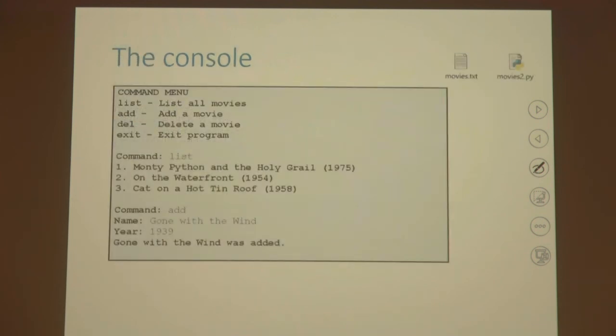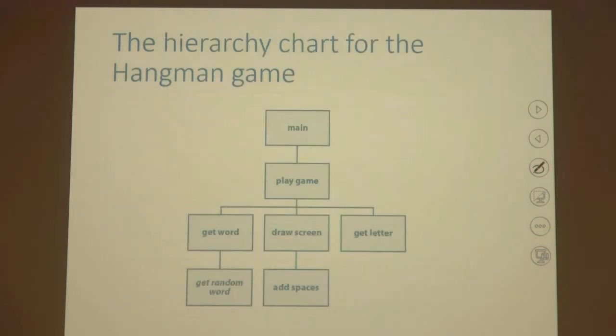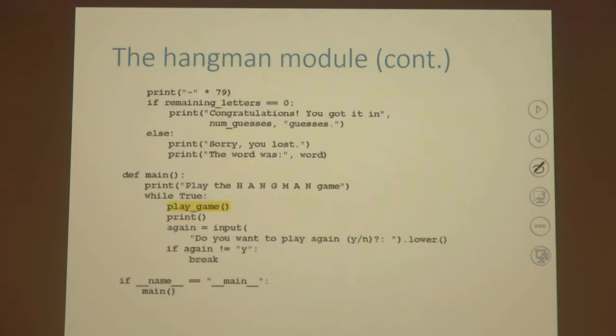Anyways, this is another exercise for you, movies. Take a look at it. Again, it's downloaded for you, and you could play with it. Another exercise given to you here is the word list. The way it runs, the word counter program shows the number of words, 260, and the number of unique words. So you have a file or a long string, and you need to know how many unique words there are and how many are repeated. You have to run the code. Anyways, you could play with the program.